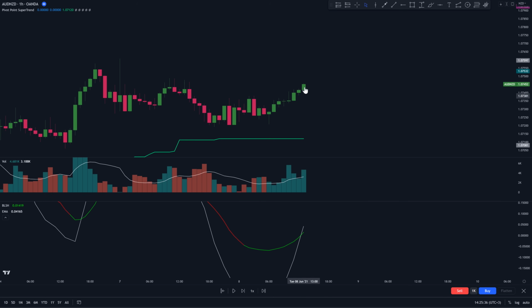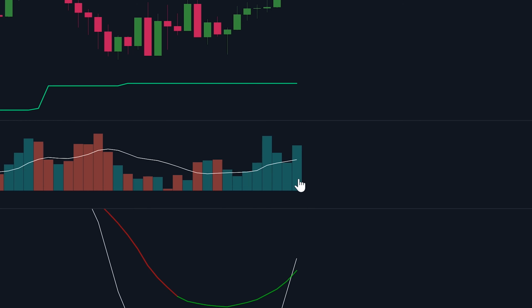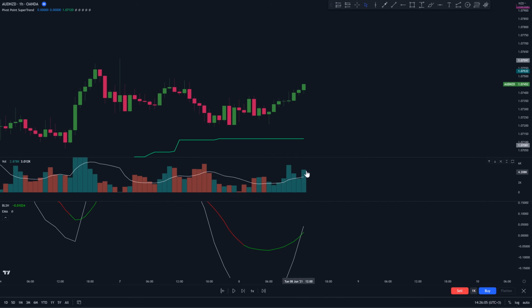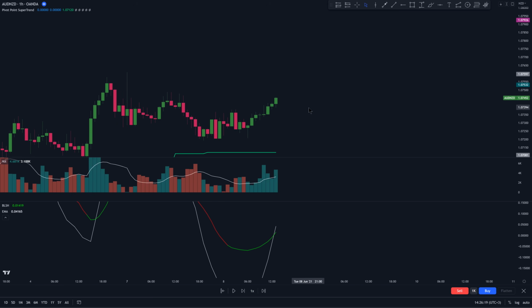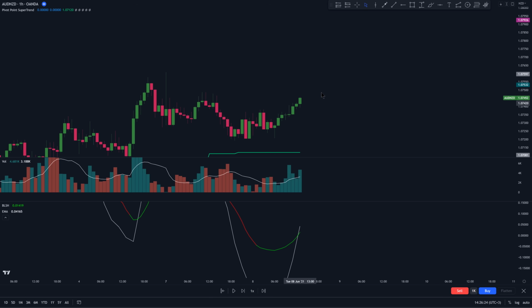Lastly, on this entry signal candle, we want to make sure that this volume bar of the volume indicator is colored green, and it should also be above this white moving average. This indicates the presence of a high enough bullish volume in the market to push the price in the direction of our trade. All our entry conditions are met on this candle, so we're going to enter a long trade here.